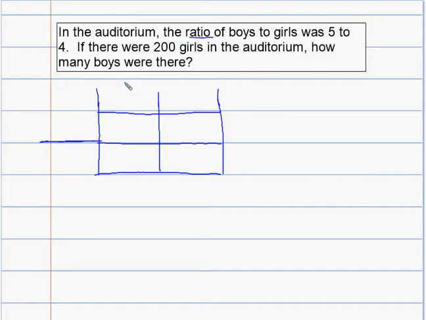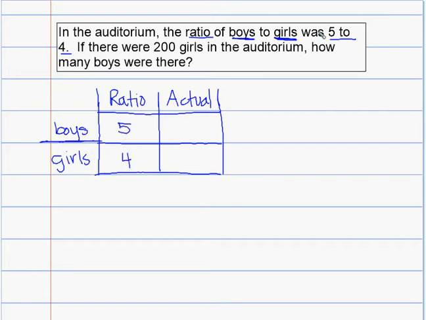So I have a ratio, and I'll have an actual column, and the ratio of the 2 things we're comparing are boys to girls, so I'm going to write those in here, boys to girls. It was 5 to 4. So 5 to 4. Boys goes with the 5, girls goes with the 4. If there were 200 girls in the auditorium, so in the actual column I need to put that with the girls, not just with the first box. It needs to go in the box that is labeled girls.